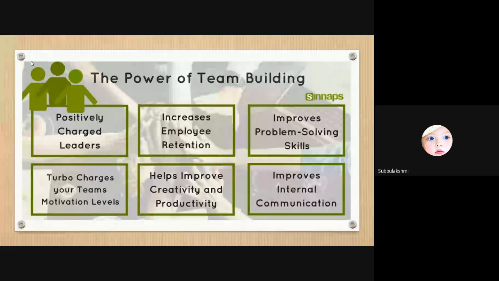When we talk about motivation, when students are put up in a team, it naturally creates a certain amount of motivation, and we find an increased level of motivation among the students, where there are mixed students. This in turn improves their creativity and productivity. And the next stage is that it improves internal communication. So motivation clubbed with creativity and productivity leads to good communication. This is very, very essential at this student level.